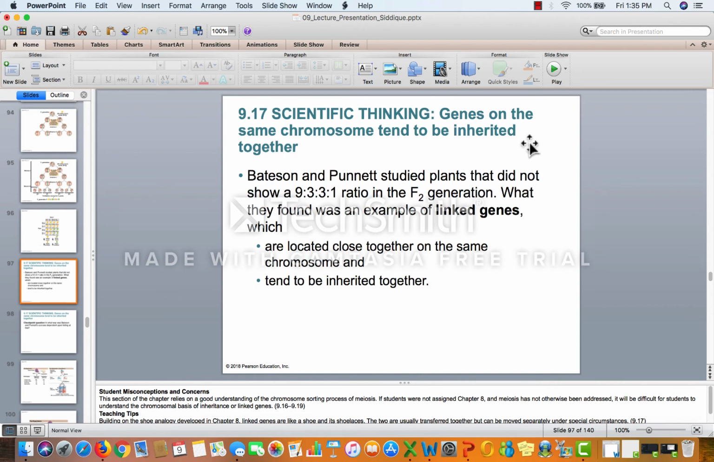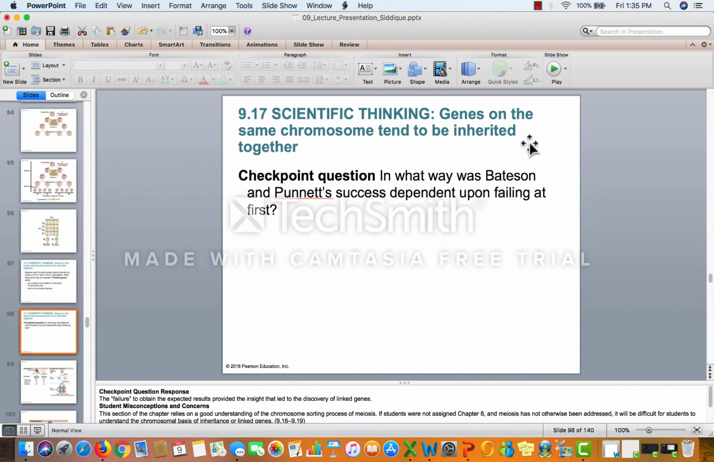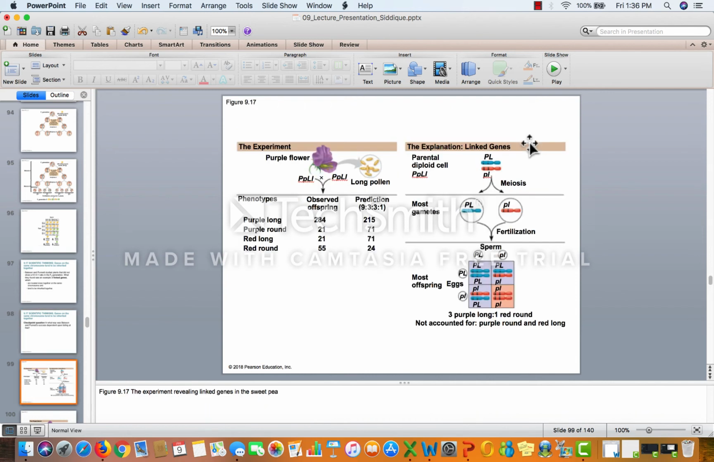We can look at Punnett and the Punnett square. Punnett was one of the individuals who decided to study the 9:3:3:1 ratio. Bateson was the other one. They said that plants didn't show the 9:3:3:1 ratio in F2, because some of the genes were linked and inherited together, close together. So in what way was Bateson and Punnett's success dependent upon failing at first? Because if you didn't look at the failure, you couldn't discover linked genes.